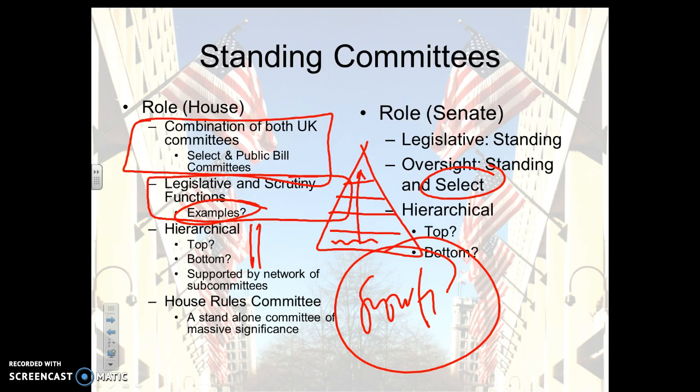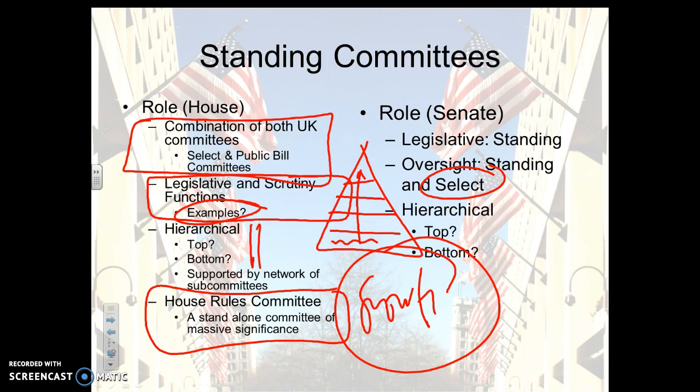Now, one freestanding committee that is very, very important in the House is that one. It's the House Rules Committee. This essentially establishes the timetable, and if you haven't got the House Rules Committee on your side, the chances of any legislative proposal making any real distance is basically negligible.